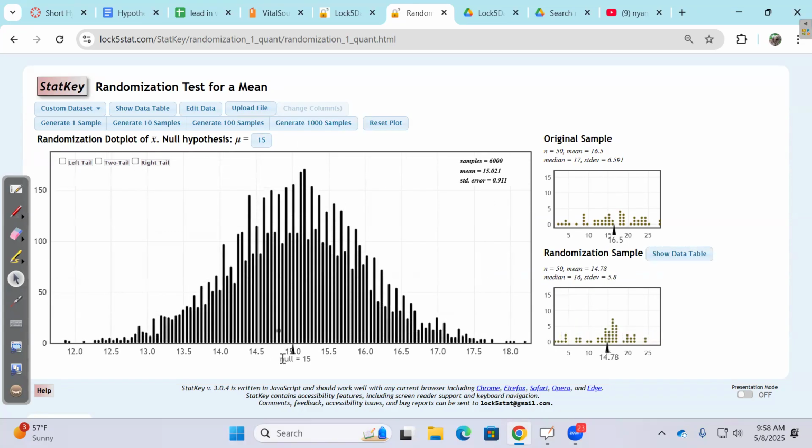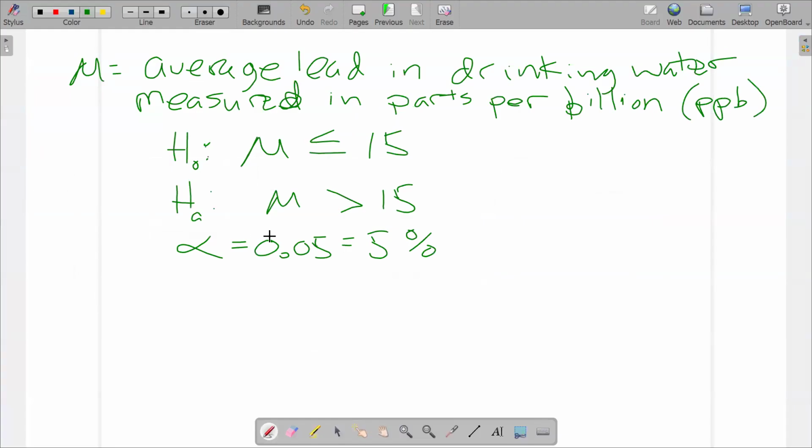All right, I got 6,000 new samples, each of size 50, and these are all the averages of those samples. So if this sample is representative of water at the school, then other samples of 50 could have an average as high as like 18-ish or as low as 12-ish. Okay. What do I do next? Well, next I have to pick the test I want. And since that's a greater than, it is to the right, that means a right tail test.